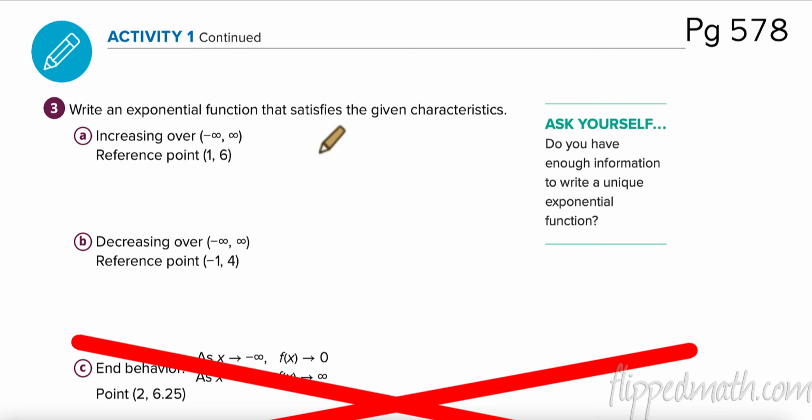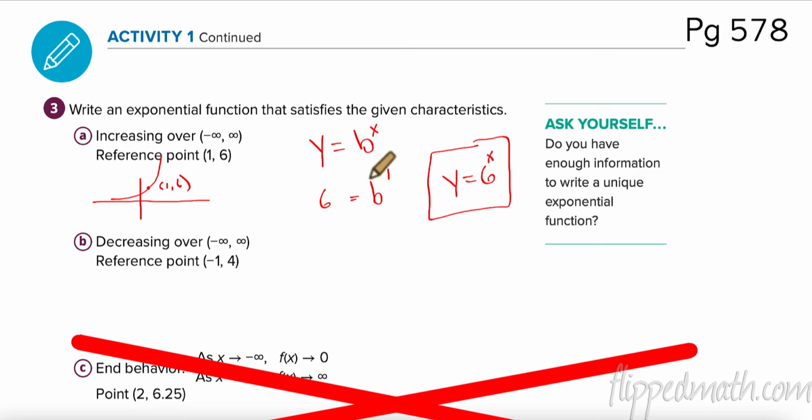All right, we're on page 578, and we're going to do a and b here. We want an exponential function now. I'm going to just use it where I have no a value, just to keep it easy, because there could be a lot of values that go through here, depending on the a and the b value combined, so let's just keep it like this. So it's increasing from negative infinity to infinity, and it goes through the point 1, 6. So that means when I put in a 1 here, I'm going to get a value of 6. Well, what to the exponent of 1 equals 6? That would be 6. So that means my exponential would be 6 to the x power, because 6 to the first is 6. So when I plug in 1, I would get 6 out of there.